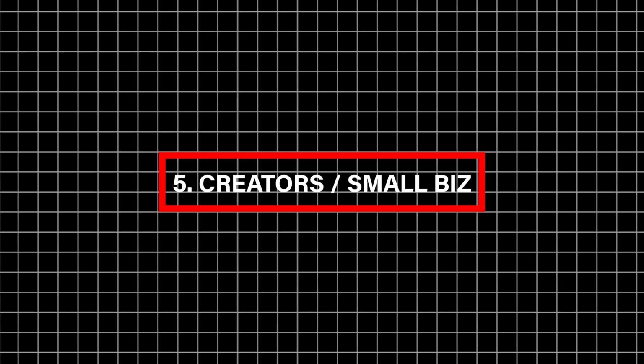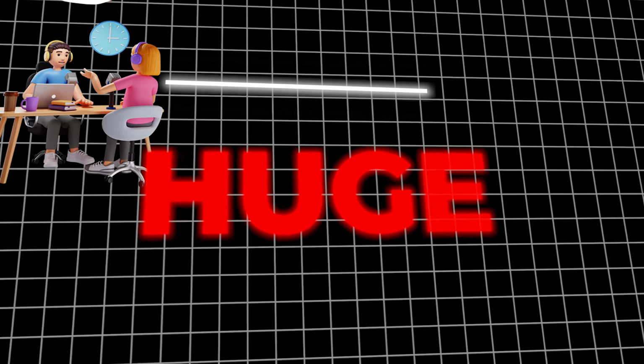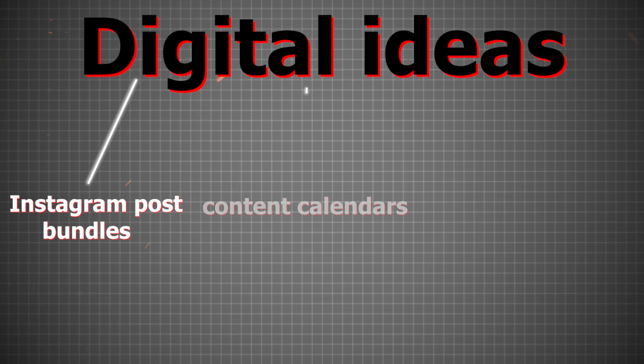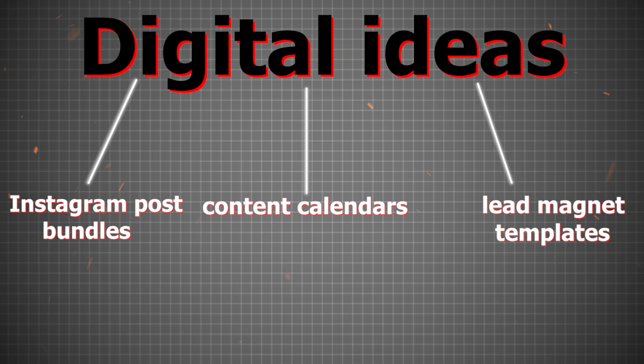5. Creators and small businesses. This is huge. Content creators are buying templates to save time. Digital ideas: Instagram post bundles, content calendars, lead magnet templates.